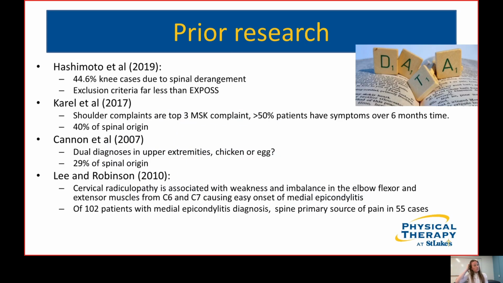So, prior research: Hashimoto et al. released a study last year. Same thing, they were also looking at isolated extremities, isolated knee pain specifically. Their exclusion criteria was a little less rigid than that of the XPOS. If a patient came in saying, I have knee pain, but sometimes my back bugs me and I get a little bit here on my hip, in the XPOS study they would have been excluded. Hashimoto included them. They found that in over 100 cases there was a 44.6% chance that knee pain was related to the back. And again, this was more isolated than radiating pain. Those were the symptoms they were looking at the most.